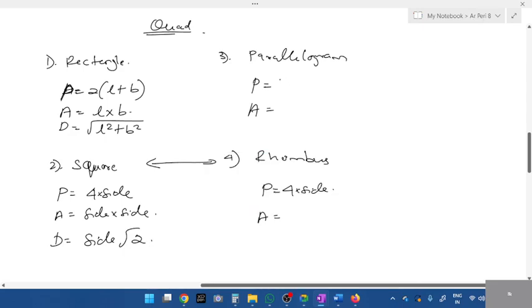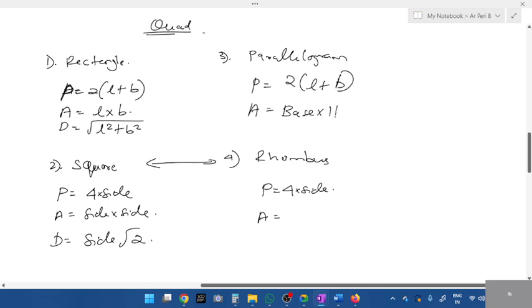Okay, what is the perimeter, students? Perimeter of parallelogram. Parallelogram is similar to which one? Rectangle. So the perimeter will be the same. What's the perimeter? That's 2 into L plus B. 2 into L plus B. Next, area of a parallelogram. For parallelogram, how many areas do we have? 2, right?